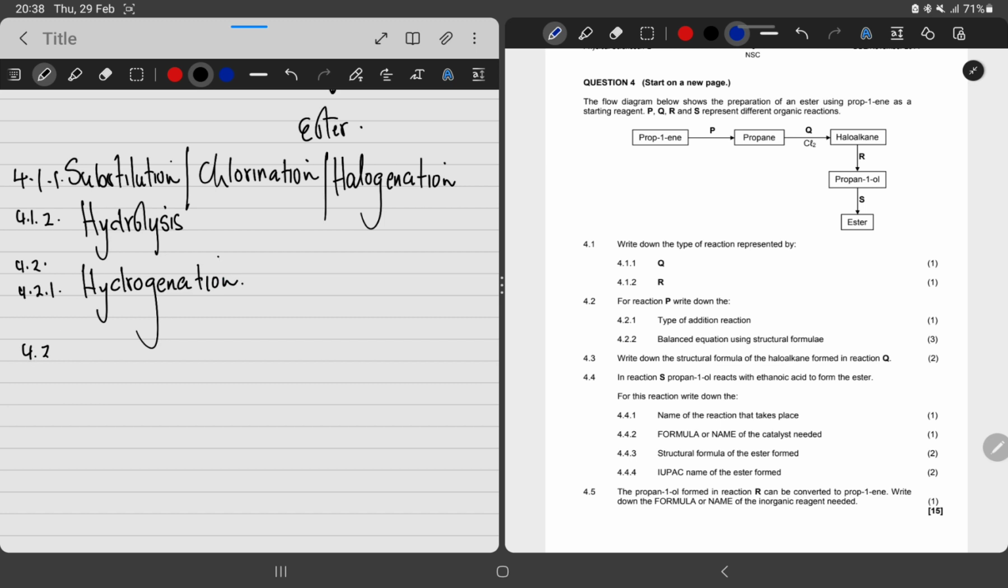And then 4.2.2. They want us to write down the balanced equation using structural formulae. So we have prop-1-yne, and then we are reacting that with hydrogen to produce the corresponding what? Alkane.